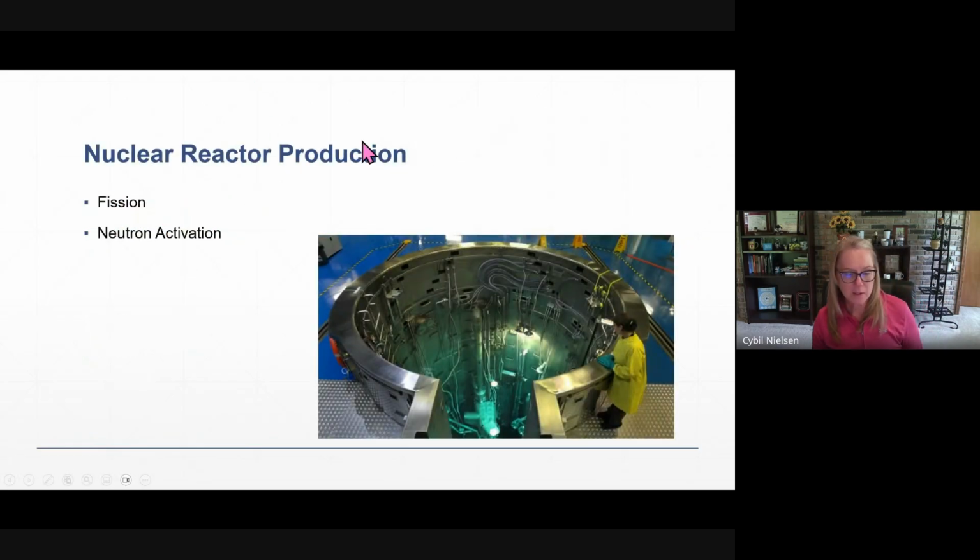All right. So now let's talk about nuclear reactor production. So now instead of adding a proton, we're going to add a neutron. Before I go to that, let me ask you a question. What did we have to do to the proton to get it into the nucleus?